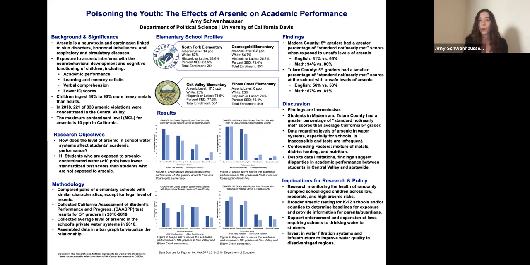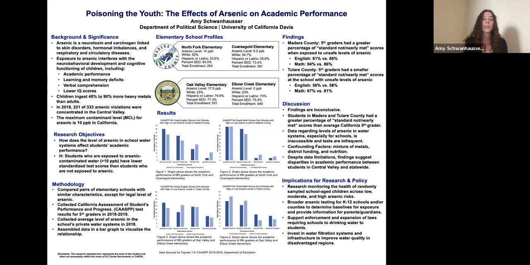As you can see in the bar charts below, in Madera County, North Fork Elementary actually had more failing scores than the school with safe water. So that seemed to track for a second. However, in Tulare County, the English CAASPP scores were relatively similar, but at Elbow Creek, which had no arsenic, there was actually a greater number of failing scores. So my findings are ultimately inconclusive, but they do suggest that there are disparities among students in the Central Valley and the rest of California.